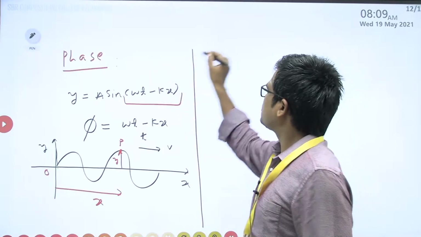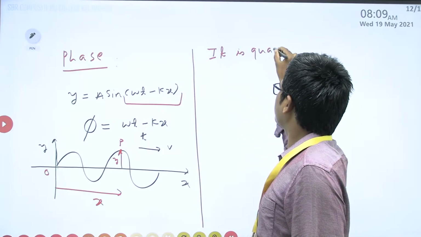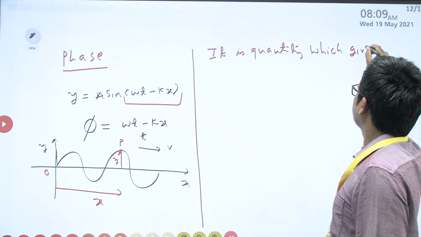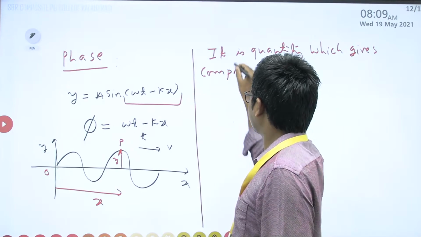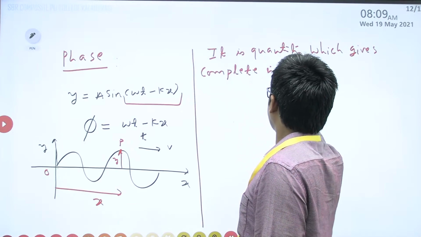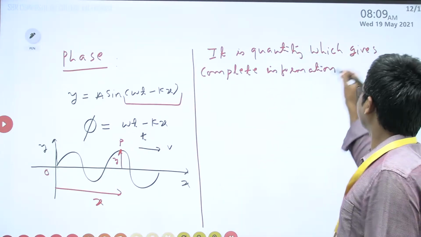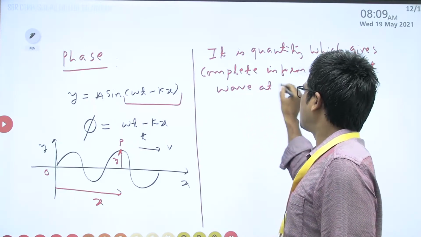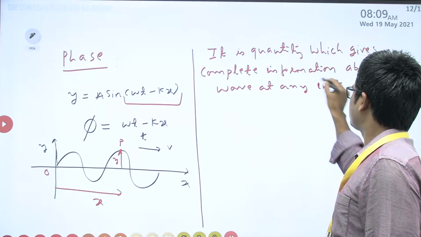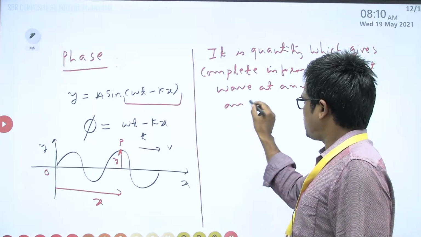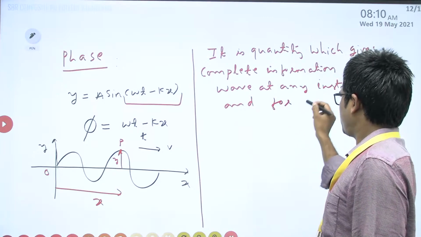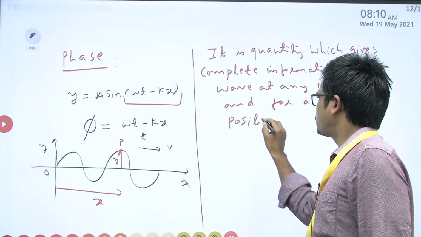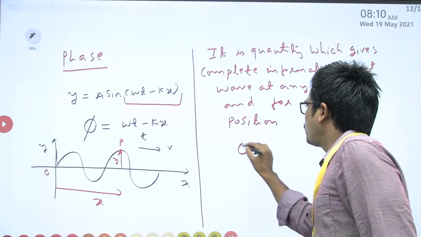What I'm saying is, phase is a physical quantity which gives complete information about the wave at any instant, and for any position, for a given whichever position you take, like I mean x here, for a given position, right? This is phase.